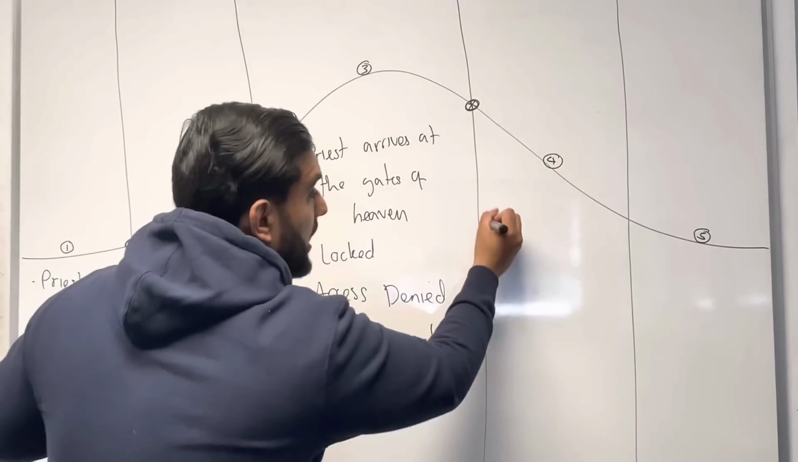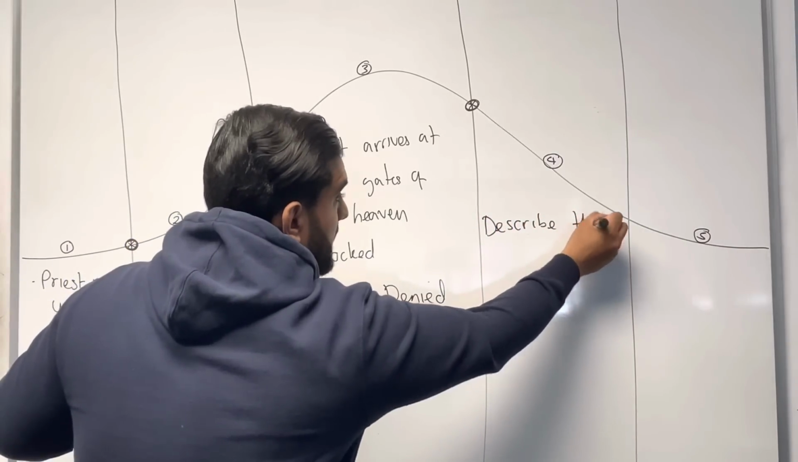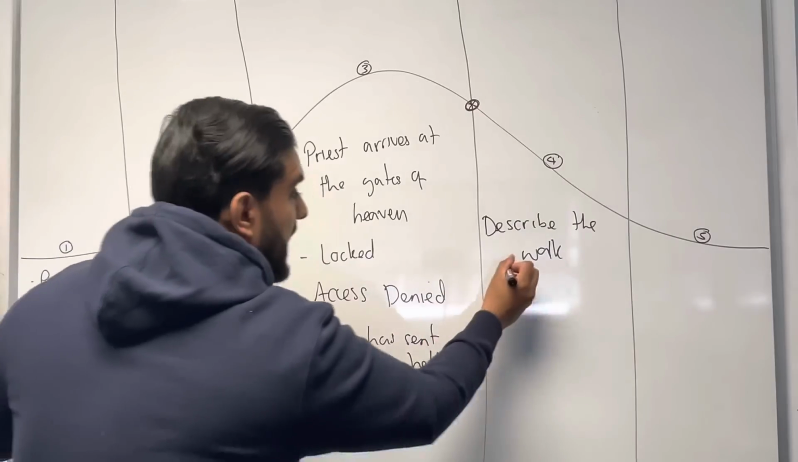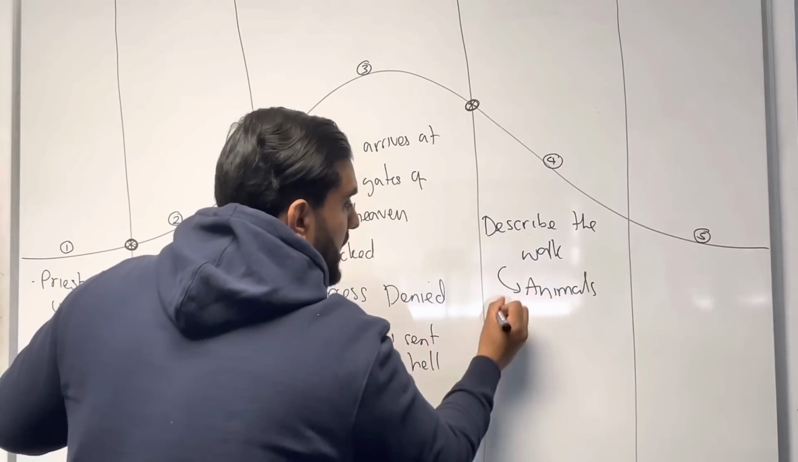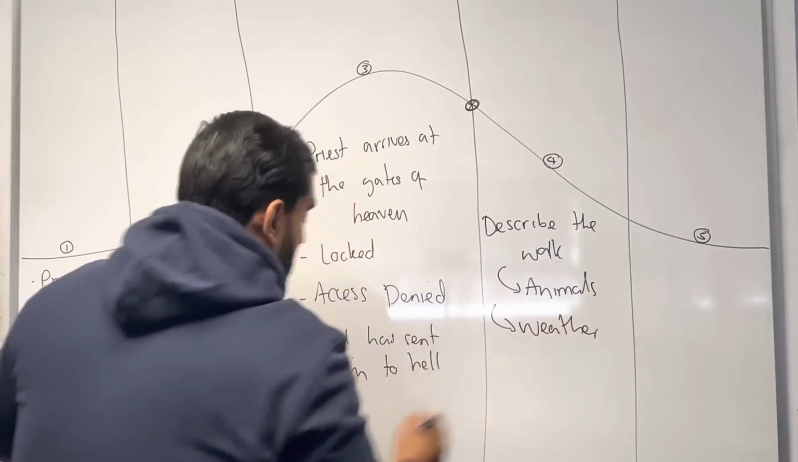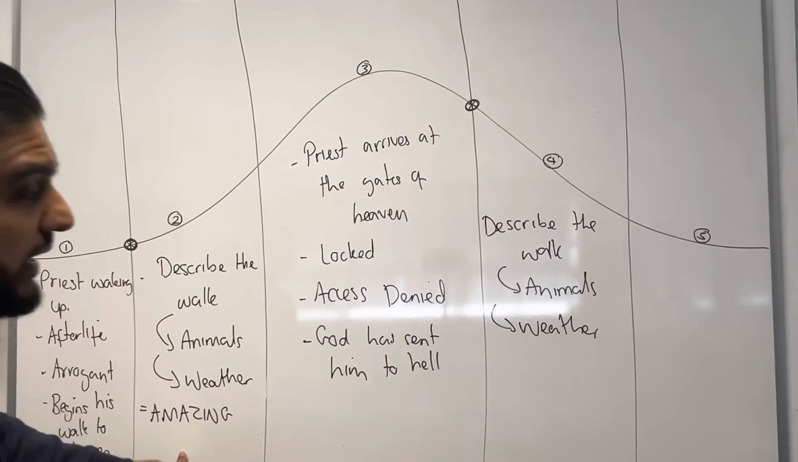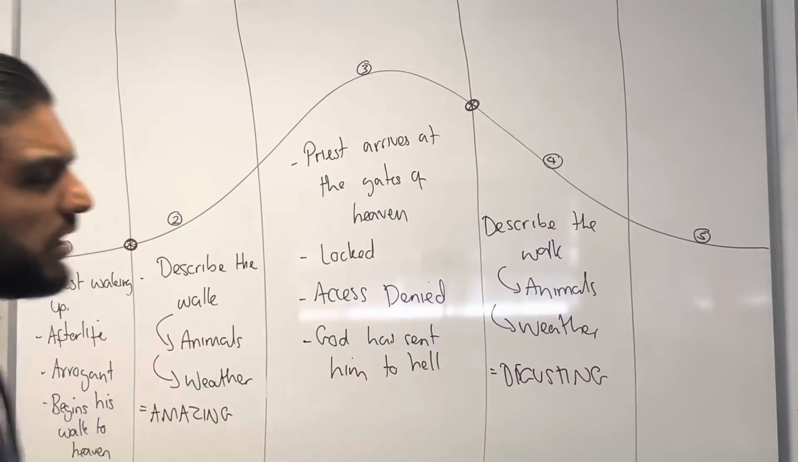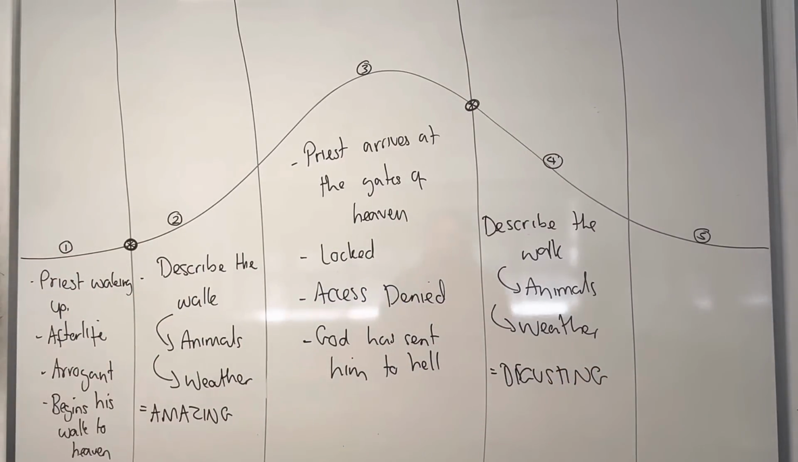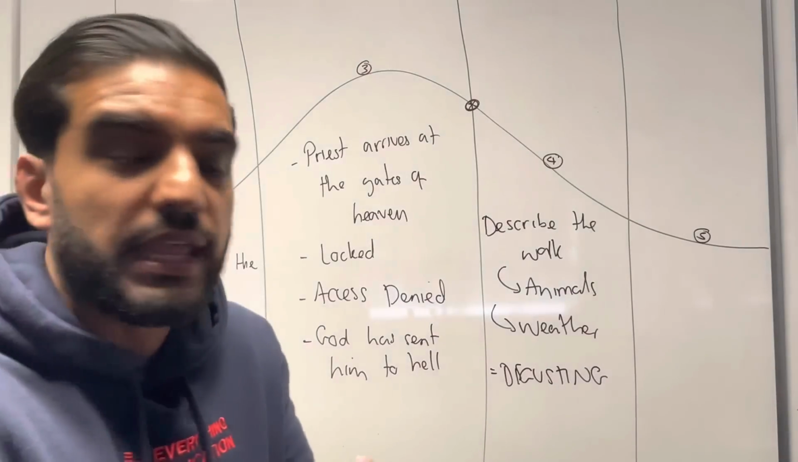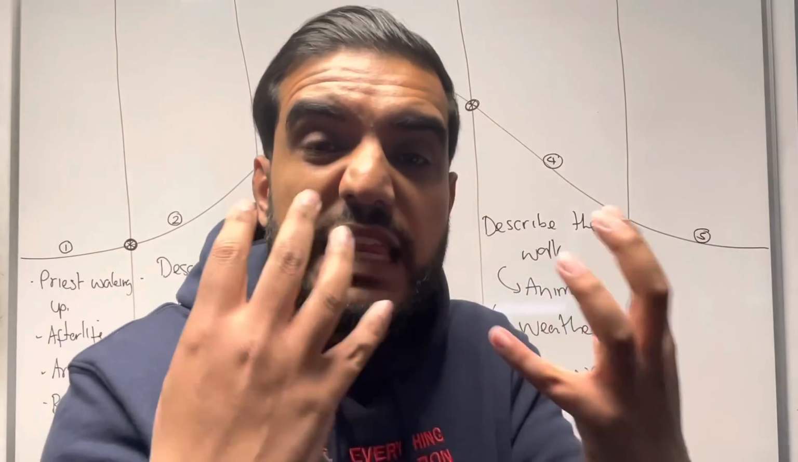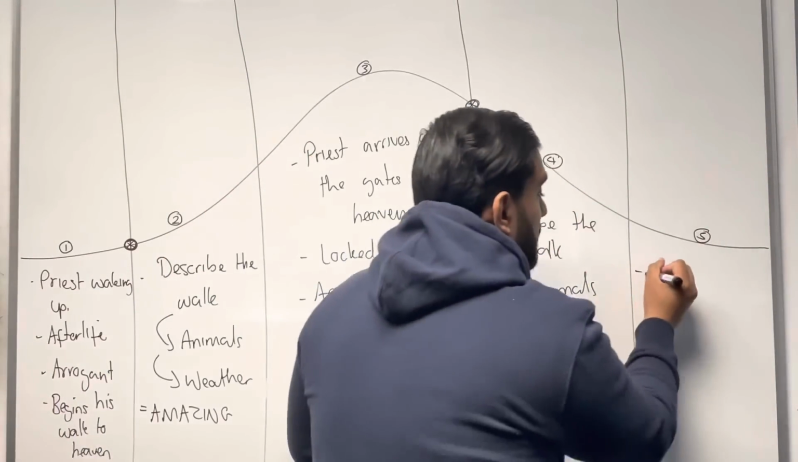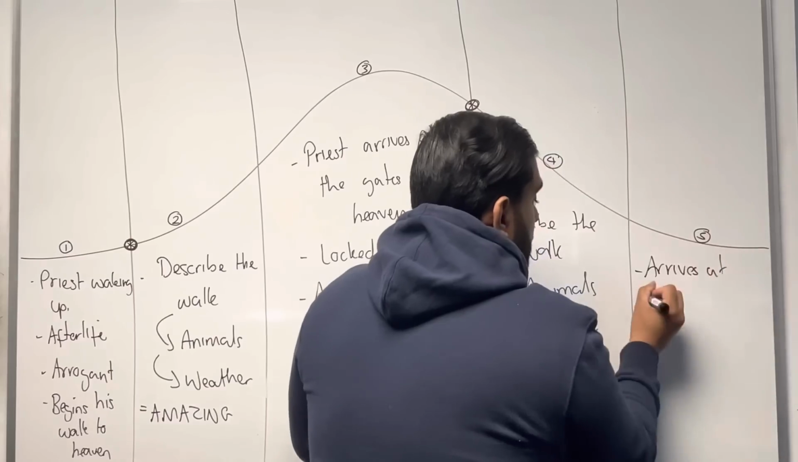In paragraph 4, I do the same thing. I describe the walk. And I focus on the animals as I did in paragraph 2. And I focus on the weather. But whereas over there everything is amazing, over here, everything is now disgusting. This walk is the worst walk of his life. He cannot handle this walk. This walk is absolutely terrifying and terrible. And he's shaking and he's trembling. And by paragraph 5, he can feel the heat of the hellfire. And he arrives at the gates of hell.